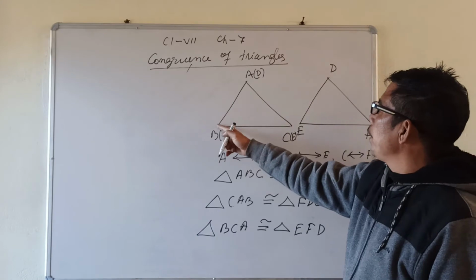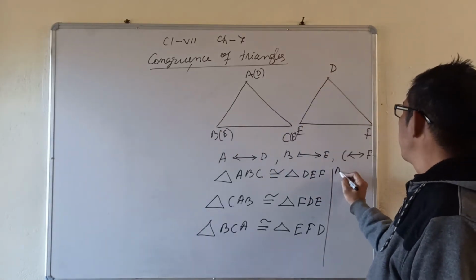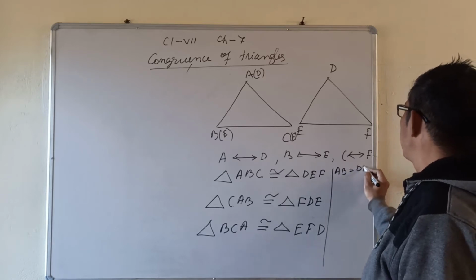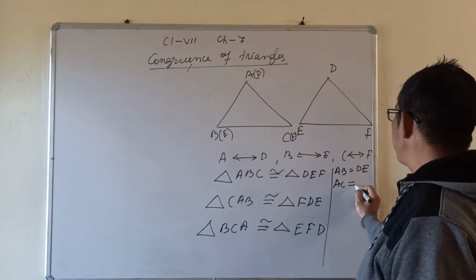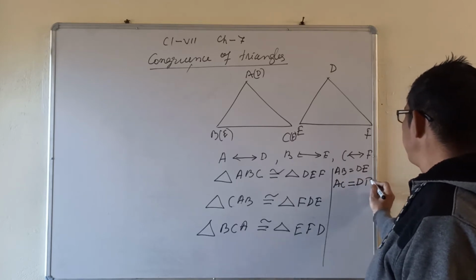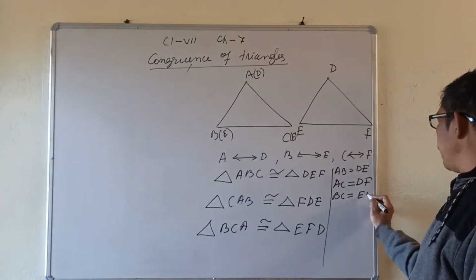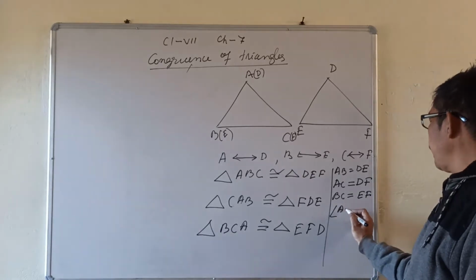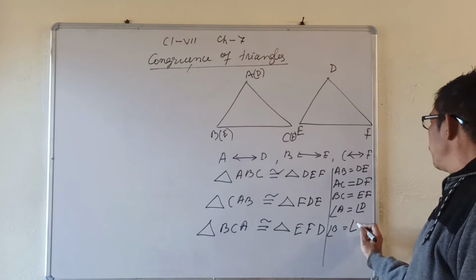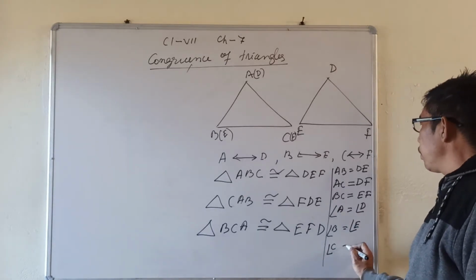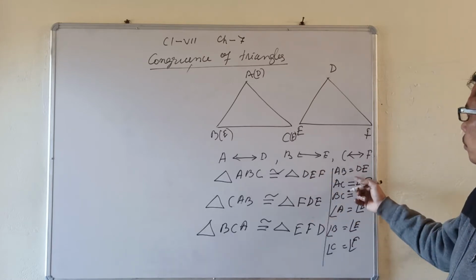That is, AB is the same length as DE. AC is the same as DF. BC is the same as EF. And angle A equals angle D. Angle B equals angle E. And angle C equals angle F. If two triangles are congruent, then this should be true.